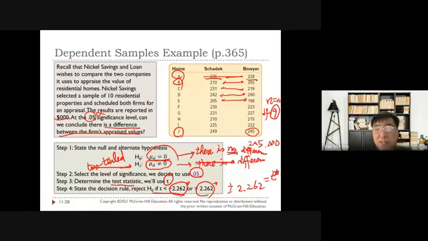If our t is between plus or minus 2.262, H0, there is no difference, is accepted. If our test t is beyond the range, bigger than 2.262 or less than minus 2.262, then we will reject H0 and accept H1.